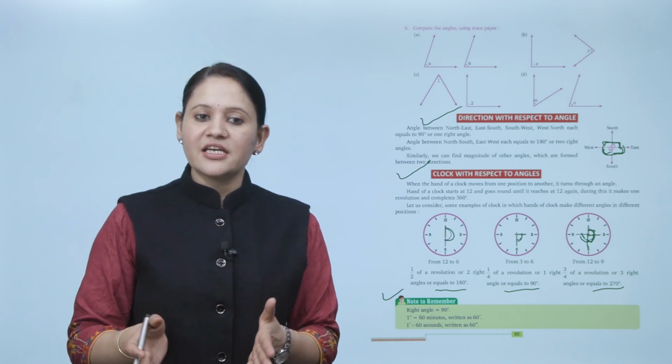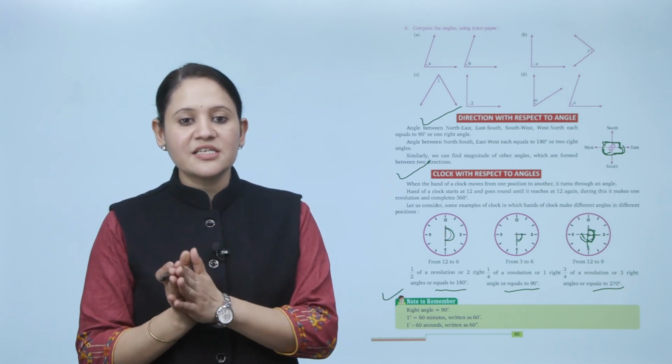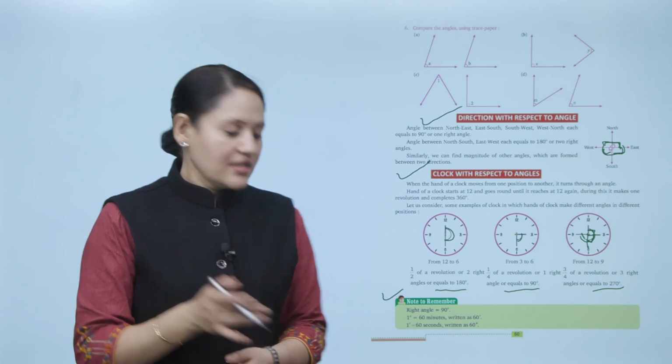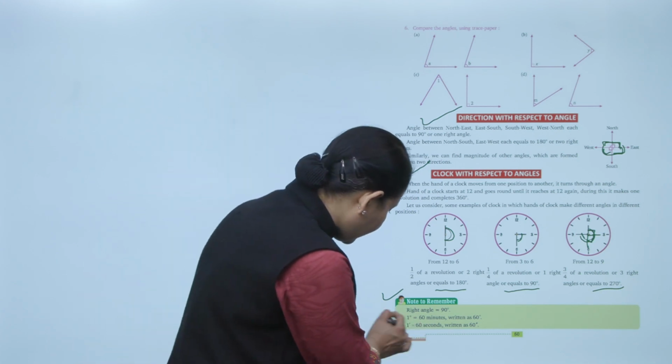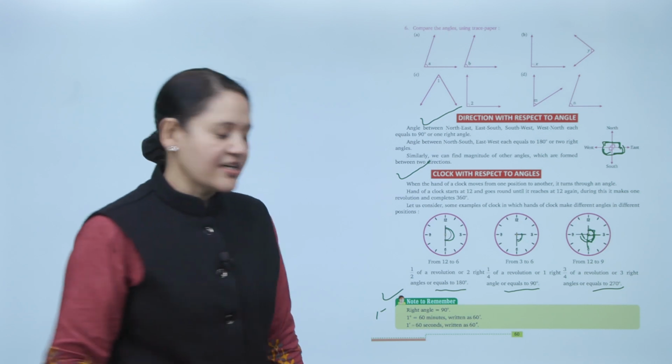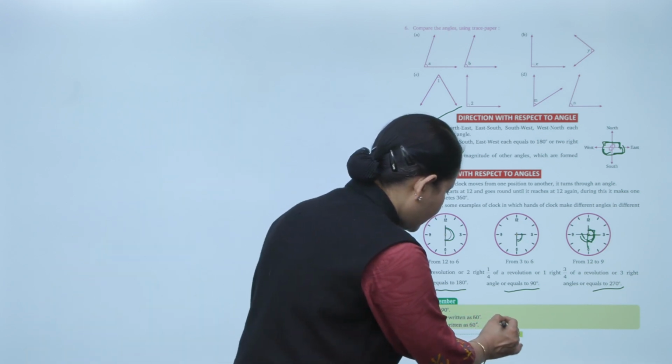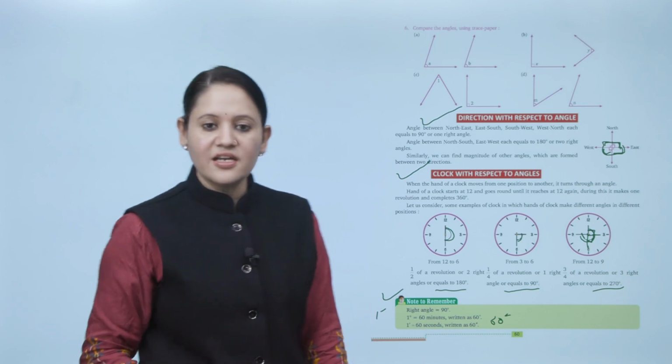A right angle is 90 degrees. 1 degree is 60 minutes, written as 60 with a minute sign. 1 minute is 60 seconds, written as 60 with a second sign, like this. Clear?